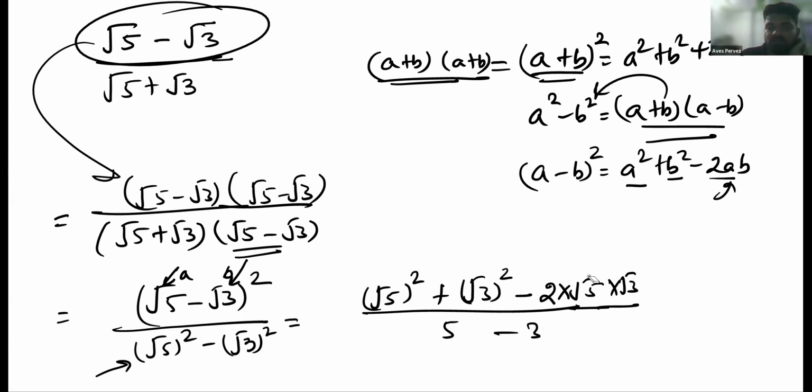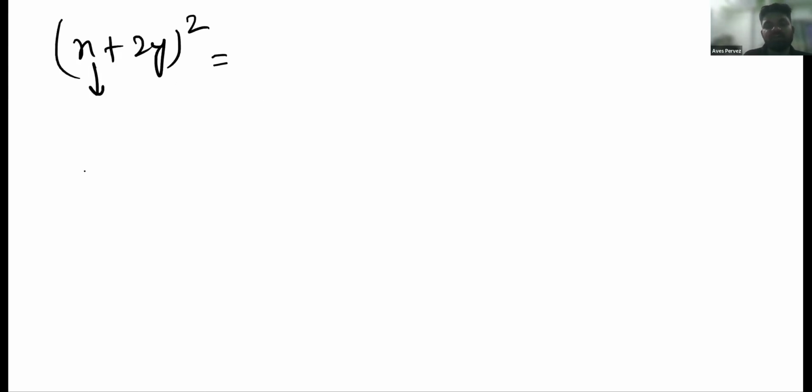The upper one is a little bit confusing. Let me explain. If it is written this way, root 5 minus root 3 whole square, or if an expression is written like x plus 2y whole square, we use the identity: a plus b whole square is equal to a square plus b square plus 2ab.